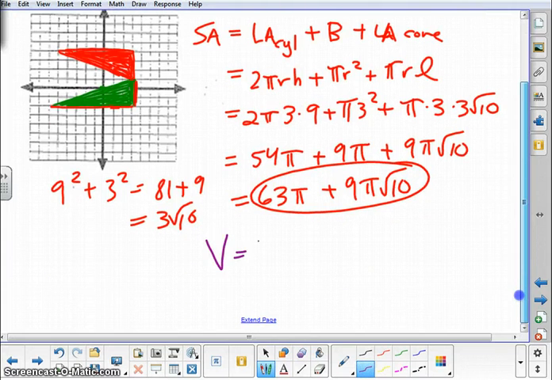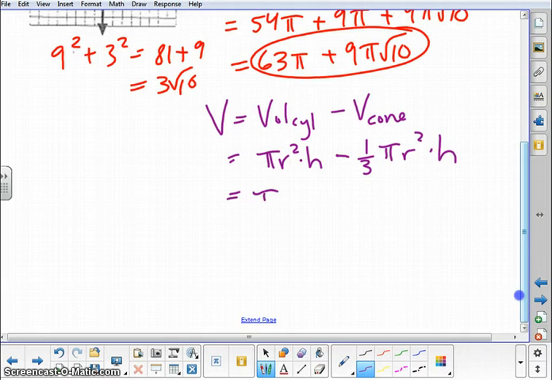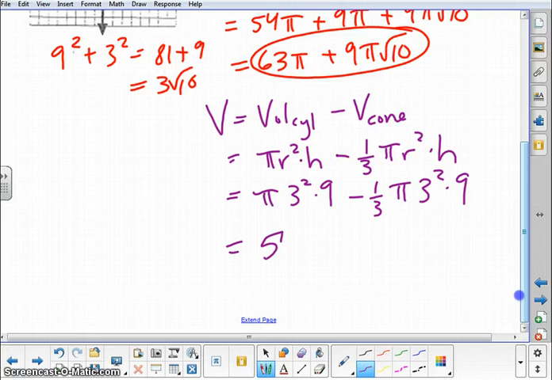Volume, if we take the volume of the cylinder and subtract the volume of the cone, we'll be able to get the answer. So on this one, it would be pi r squared if we use our formulas, and then 1/3 pi r squared times h. Fill all of those in, and it would be 3 squared times 9 minus 1/3 pi 3 squared times 9. If you put all that together, you get 54 pi. Okay, on to the next one.